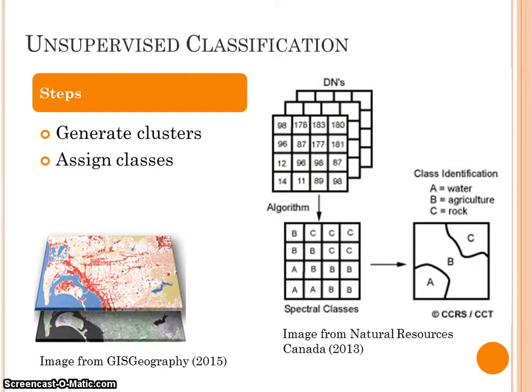As GIS Geography describes, in unsupervised classification, quote, pixels are grouped based on the reflectance properties of pixels. These groupings are called clusters. The user identifies the number of clusters to generate and which bands to use. With this information, the image classification software generates clusters. There are different image clustering algorithms, such as k-means and isodata. End quote.